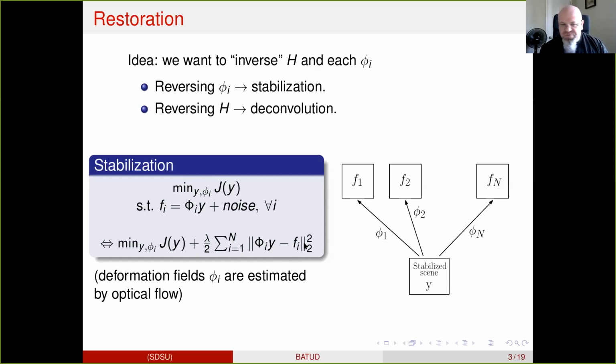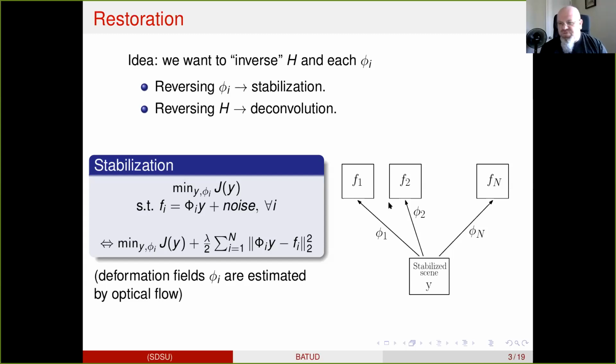So we have this kind of functional that we want to minimize with respect to y and the phi, because of course we don't know the phi's, right? We don't know the mappings that do the warping of the geometry, right? So the question is, how do we actually estimate those warpings? And there is a pretty straightforward way to do that.